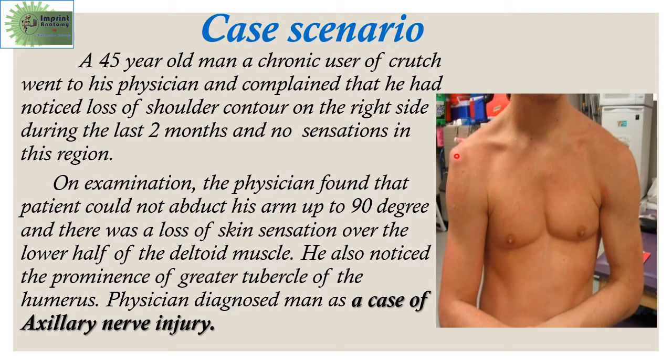When the physician examined the patient, he found that the patient could not abduct his arm up to 90 degrees. There was loss of skin sensation over the lower half of the deltoid muscle. The physician also noticed a prominence of the greater tubercle of the humerus. After this examination, the physician diagnosed the patient. This is a case of axillary nerve injury.